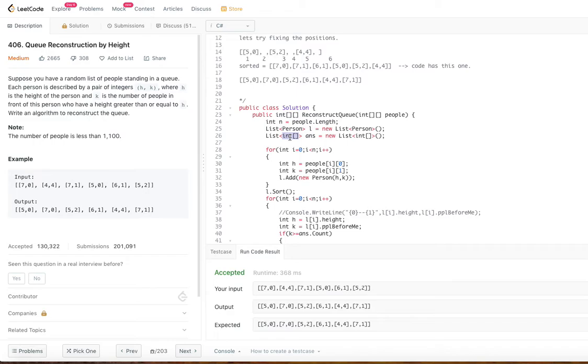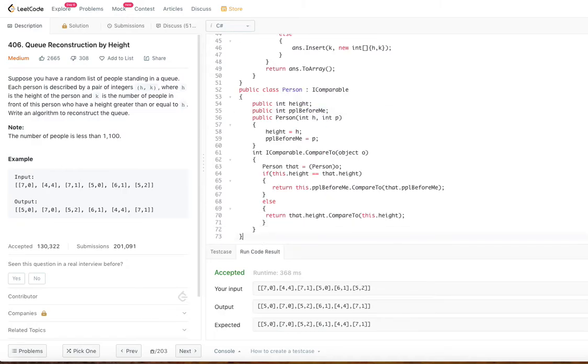So now let's look at the Person class. What is the placeholder class and how does it look? It will hold two pieces of information: height and k. K is the number of people before me. So I have height h and I have some k number of people before me. So I am assigning that.